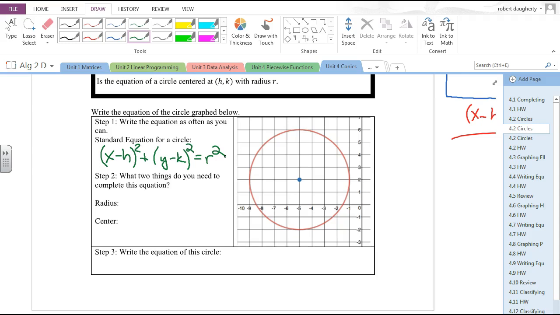What is the center? Let's back up. What is the center of this circle? Yeah, -5, 2. The radius is what? How many? 4. Okay. So the radius is 4. Okay, so the equation of this circle is what? What's h? The center is h, k. Yeah, so what's x minus negative 5? Yeah, so this is x plus 5 squared plus what?